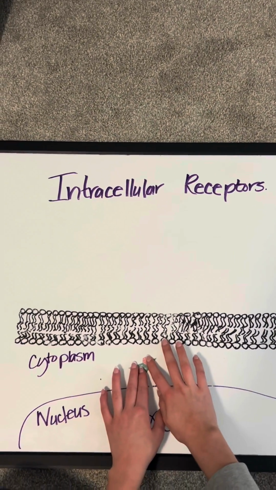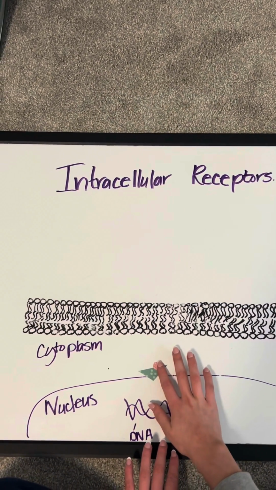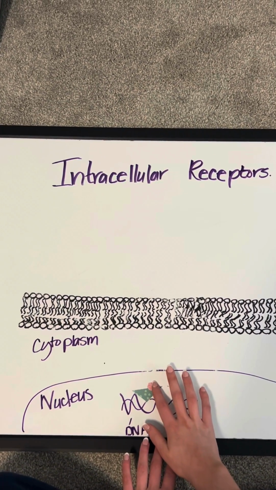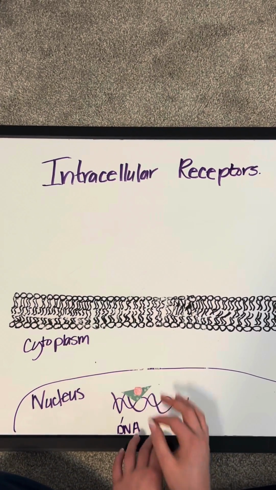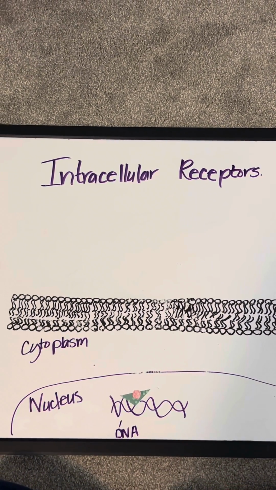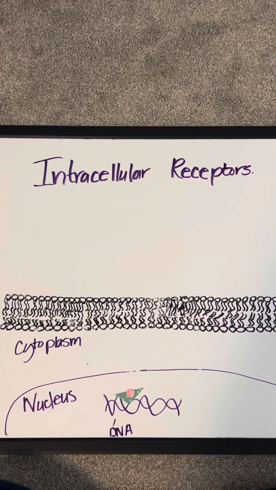The ligand receptor complex moves into the nucleus, then binds to a specific regulatory region of the chromosomal DNA and promotes the initiation of transcription. Intracellular receptors can directly influence gene expression without having to pass the signal on to other receptors or messengers.